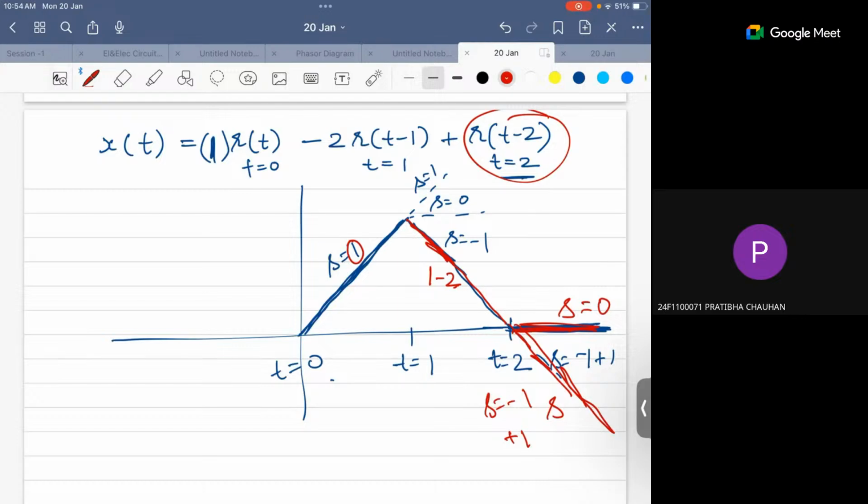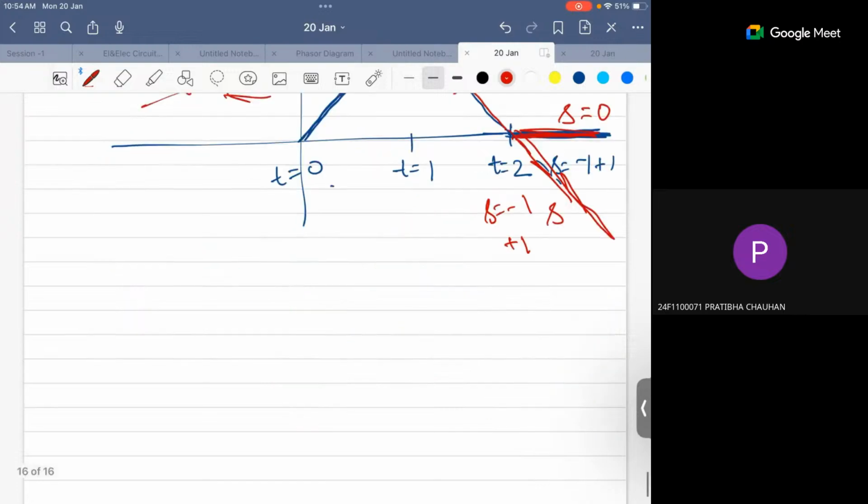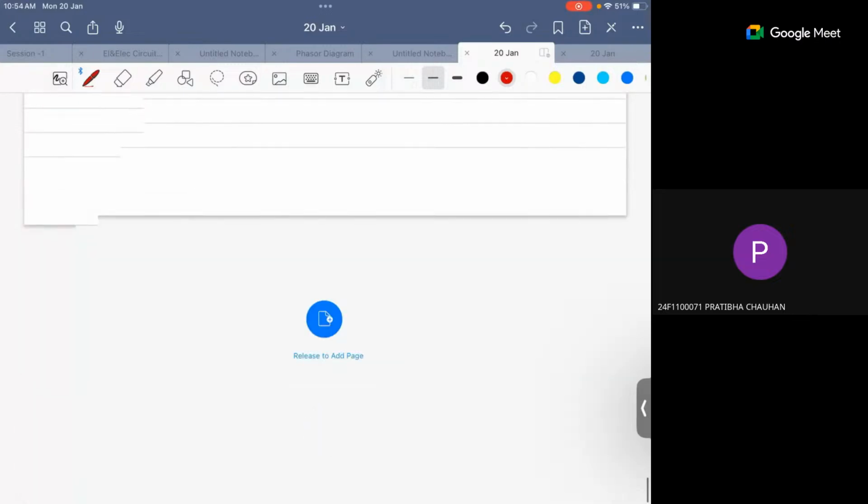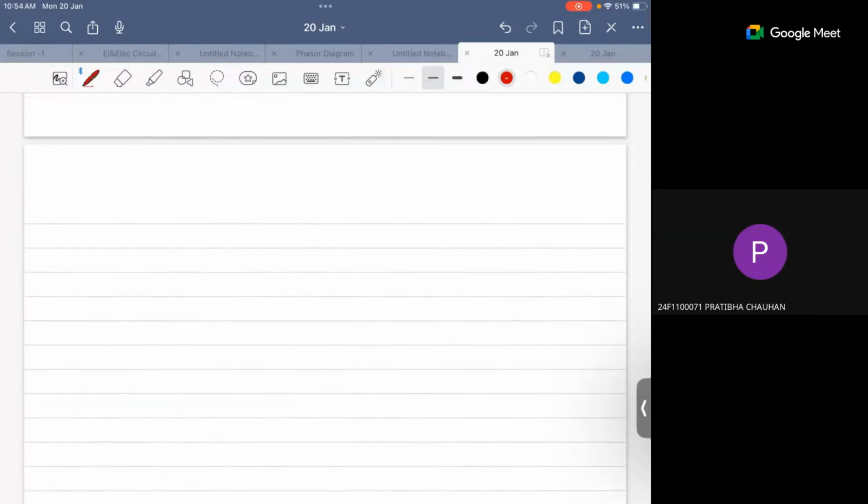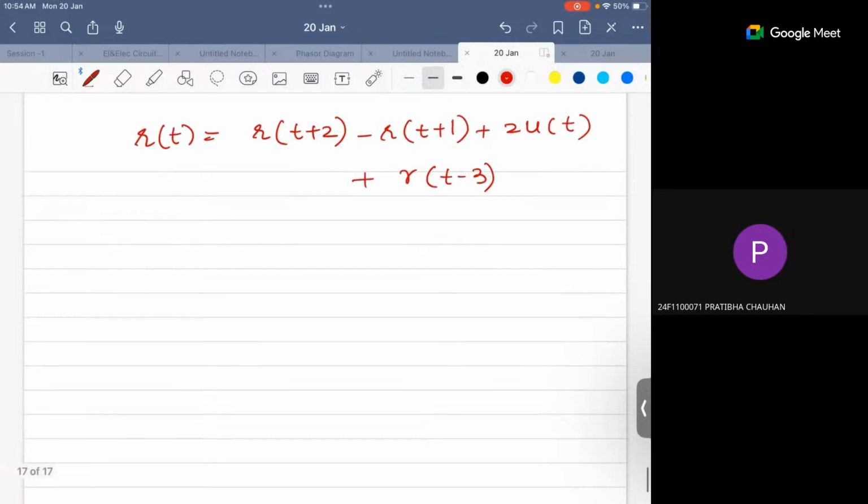Okay. Now, if you see this function, this is what? This is a triangular function, or a triangular signal that you deal with in signals and systems. Okay. Now I'll give you some more examples that you have to tell me. I will not be plotting so that it will be clear to you. So now, r of t plus 2 minus r of t plus 1 plus 2 u of t plus r of t minus 3. How will I plot this?